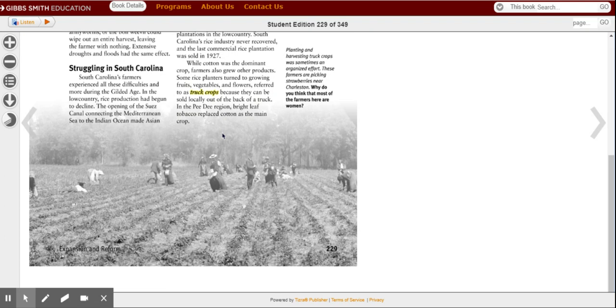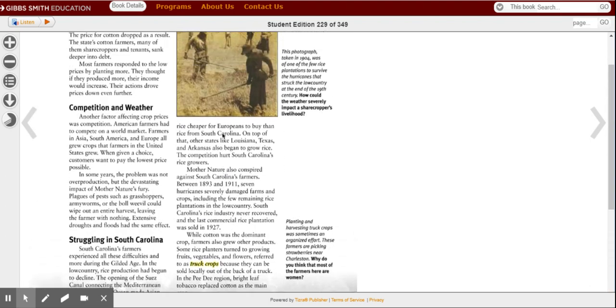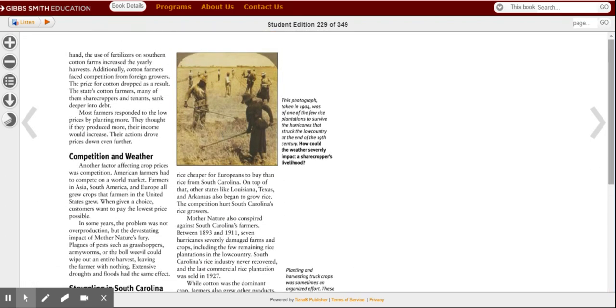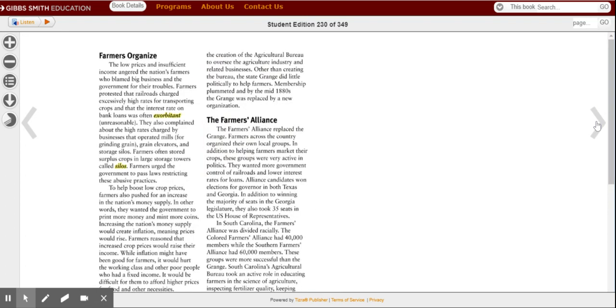So they experienced a lot of difficulties during the Gilded Age. And unfortunately, farmers needed some help. So they began to organize. All right, and they created things like the Farmers Alliance.